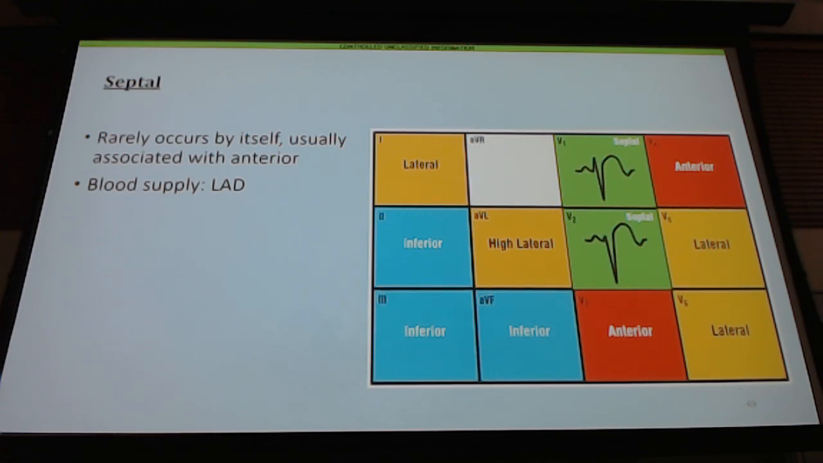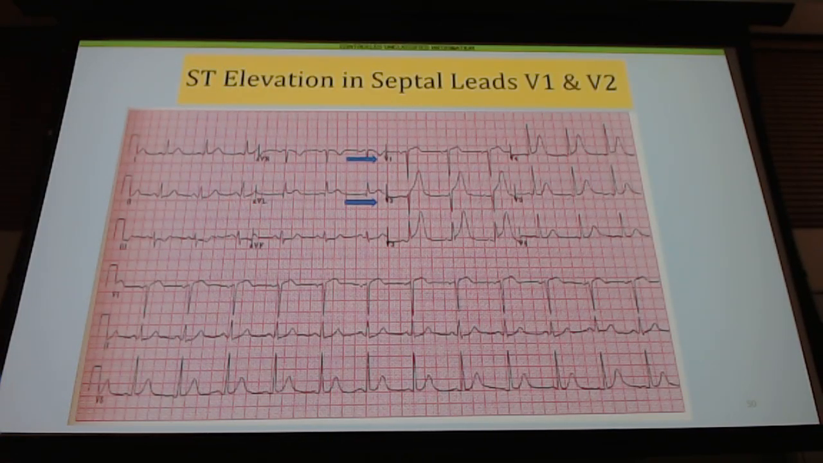And you can see, like, let's say we have a septal STEMI going on. So you'll see an ST elevation in V1, V2. It's supplied by the left anterior descending. And here's an example of that. So when we look at V1, V2, here's an elevation. And then here's definitely an elevation.